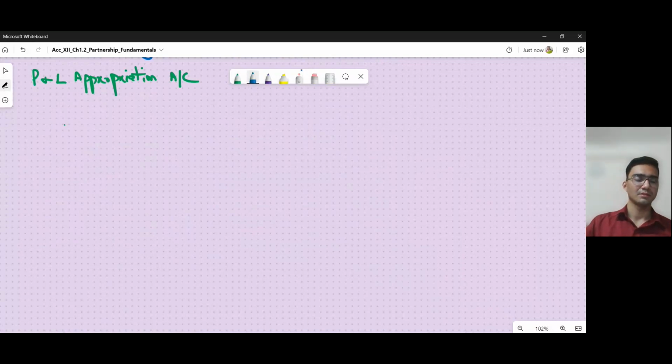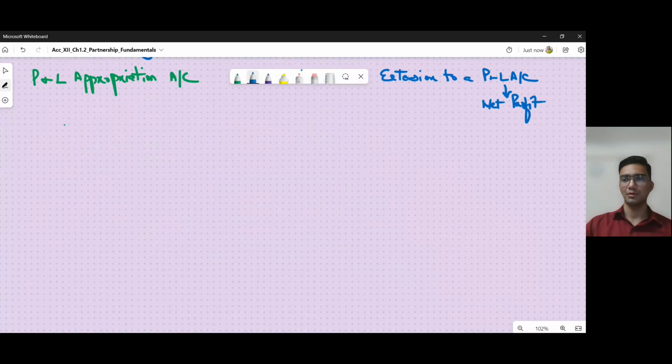This is just an extension to a P&L account. So what does that mean? Through a P&L account, what do we get? We calculate our net profit or our net loss.